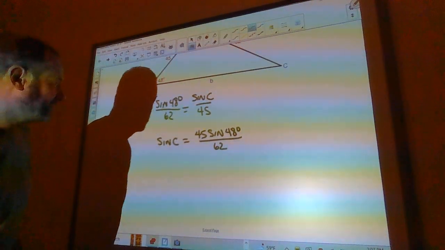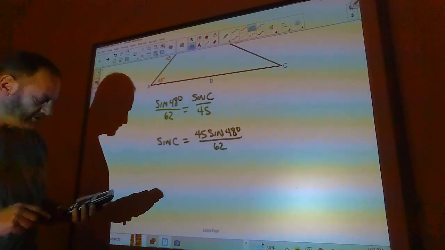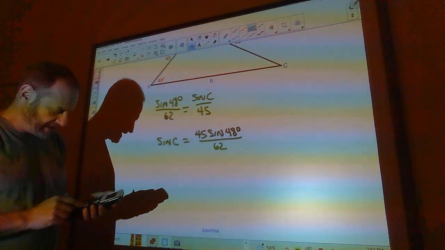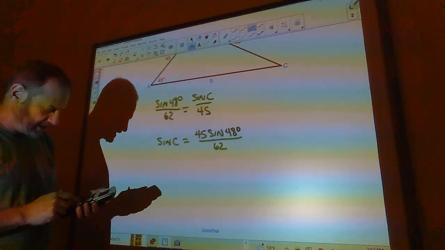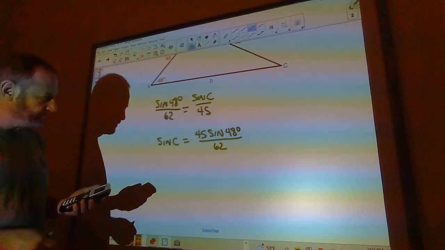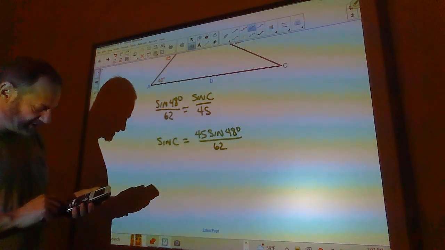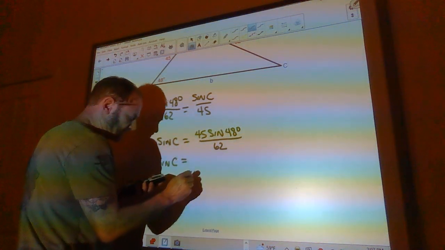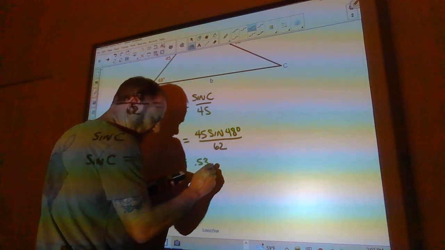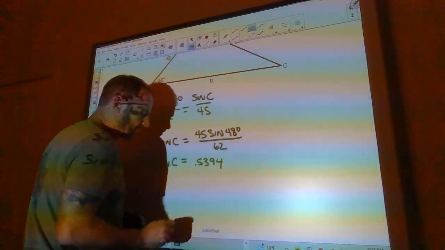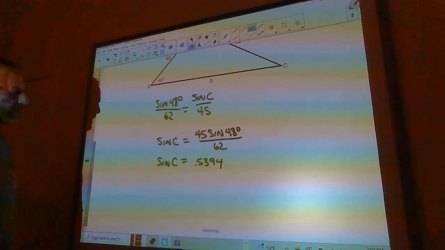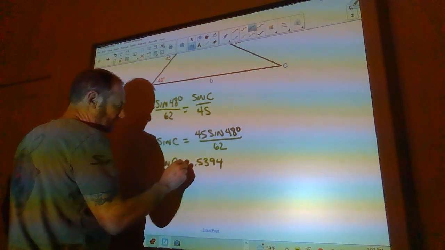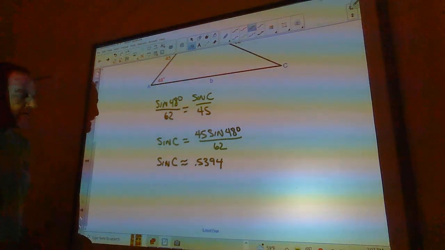So I get out my handy dandy TI-84 Plus C Silver Edition graphing calculator, or a reasonable facsimile thereof, and I do this problem. So 45 times the sine of 48, make sure to close your parentheses, and then I'm going to take that answer and divide it by 62. And I'm going to get the sine of C is equal to 0.5394. I've rounded to 4 decimals, and technically I suppose I should put approximately equal to here.